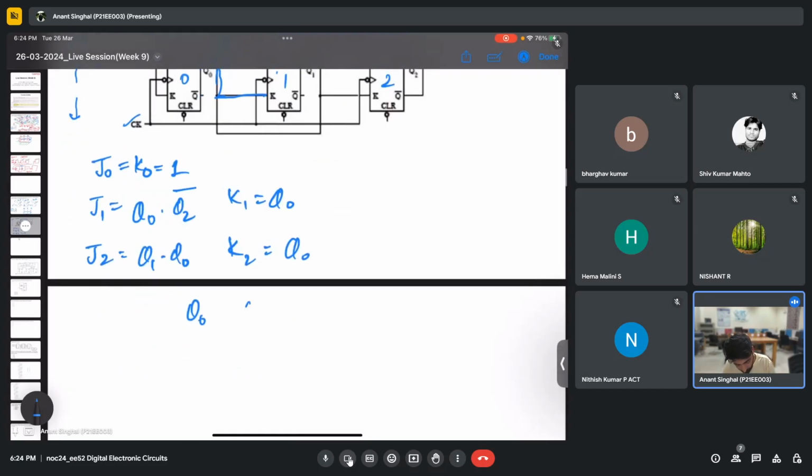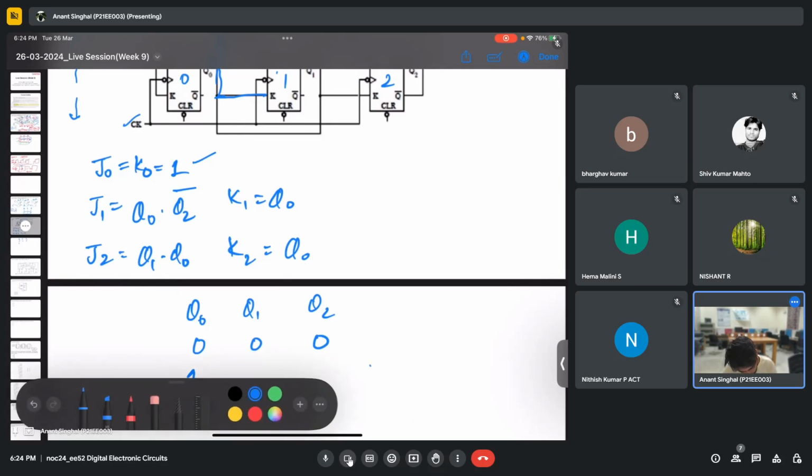So let me consider this in the same order. J naught and K naught are 1, so it will toggle. So Q naught will become 1. Then for Q1, I need to calculate J1 for the next step. So let me write here whatever J1 I'm getting for each and every step.